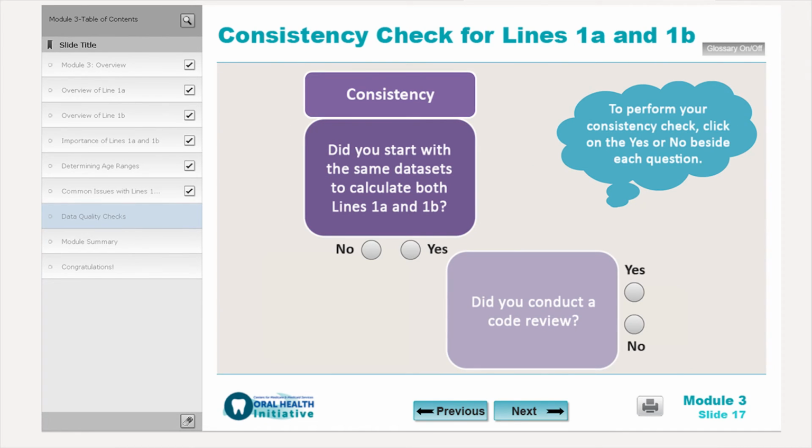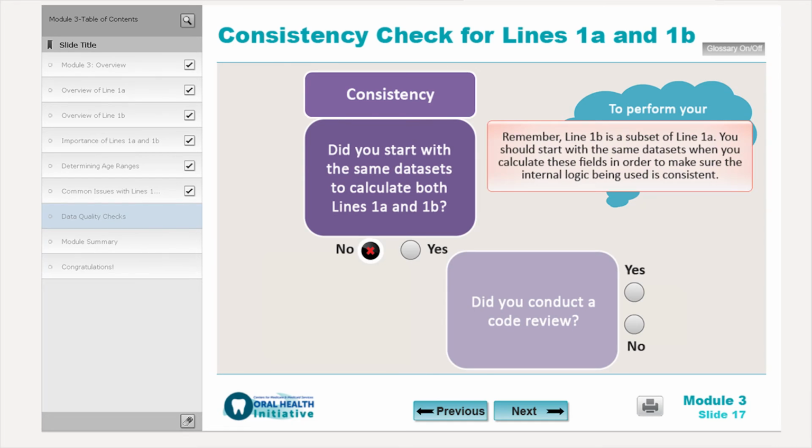The second set of data quality checks looks at data consistency. Ask yourself, did you start with the same data sets to calculate both lines 1A and 1B? If you answered no, remember that line 1B is a subset of line 1A. Line 1A contains all children enrolled during the reporting period, and line 1B contains all children enrolled for at least 90 continuous days. You should start with the same data sets when you calculate these fields in order to make sure the internal logic being used is consistent.